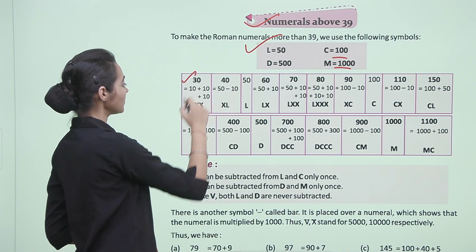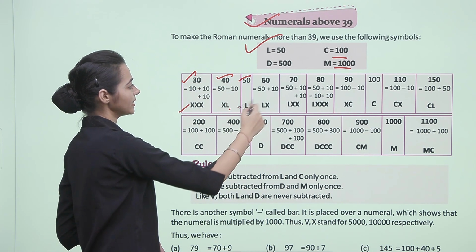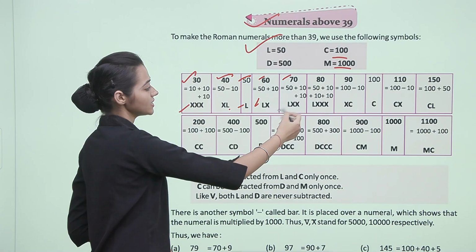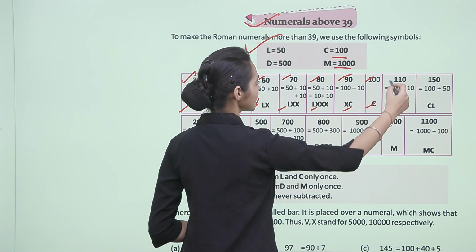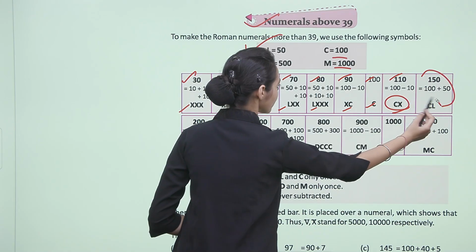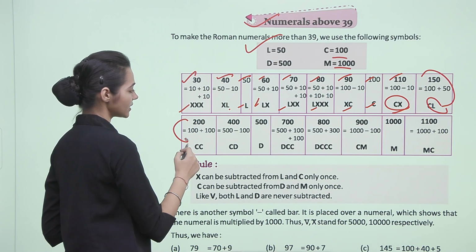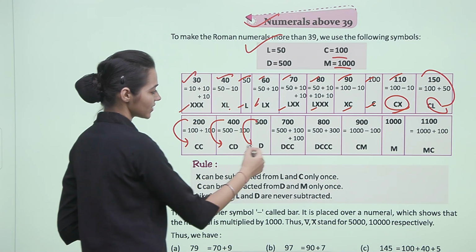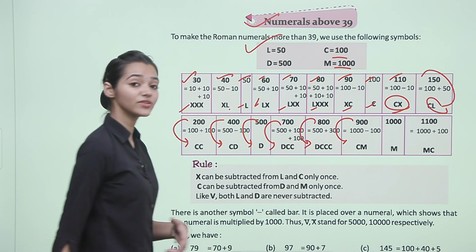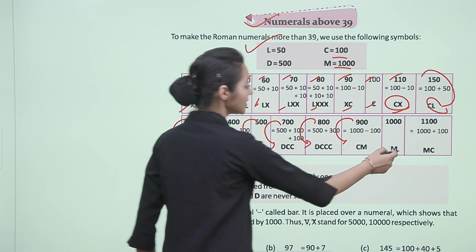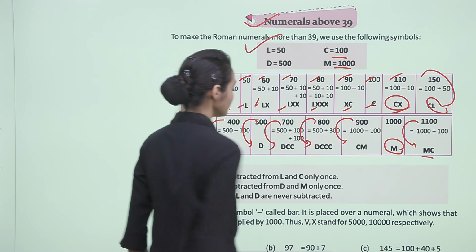Now 30 can be written as XXX, 40 as XL, 50 L, 60 LX, 70 LXX, 80 LXXX, 90 XC, 100 C, 110 CX, 150 CL, 200 CC, 400 CD, 500 D, 700 DCC, 800 DCCC, 900 can be written as CM and 1000 as M and 1100 as MC.